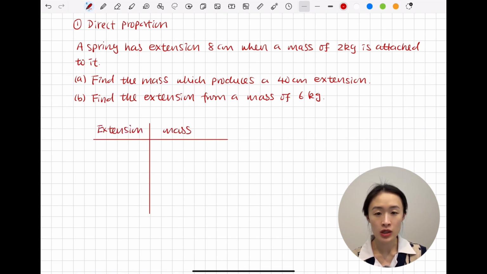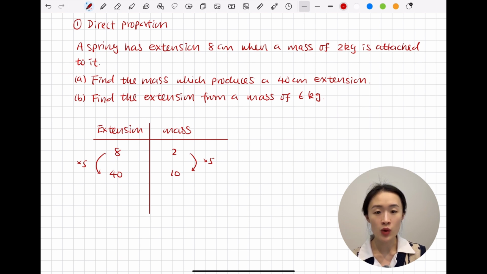From the question we know 2 kg mass produces 8 cm extension. Therefore, if we want 40 cm extension, I will multiply 8 by 5. Then that means we needed to multiply 2 kg by 5 to get 10 kg. It's because the heavier the item, the longer the extension, so they are in direct proportion.